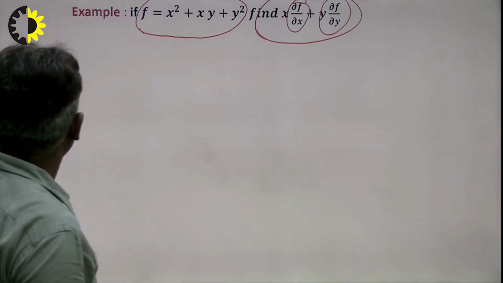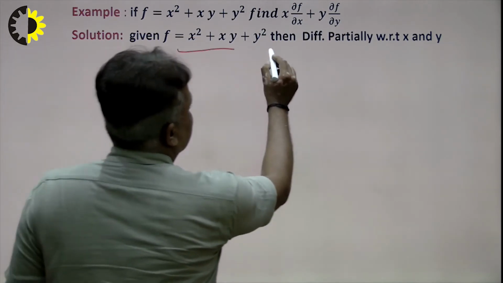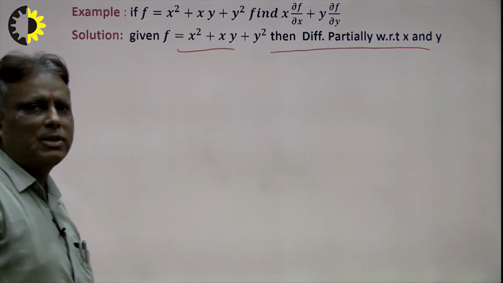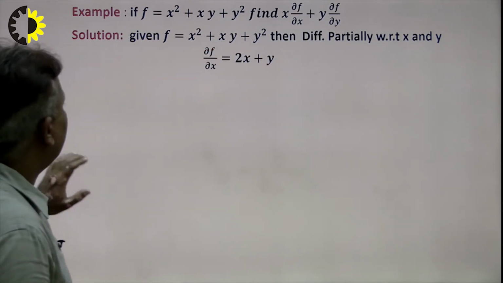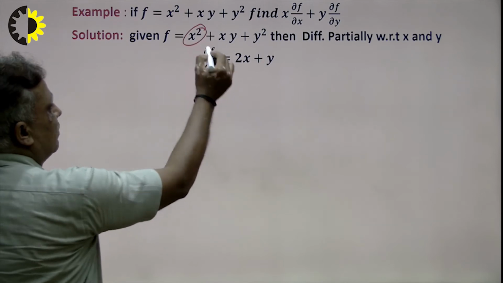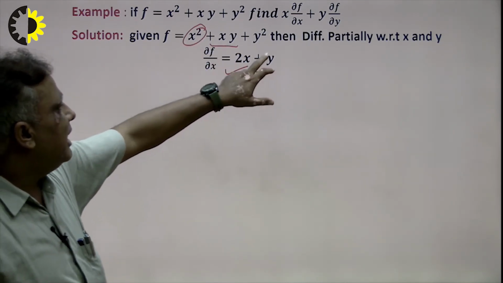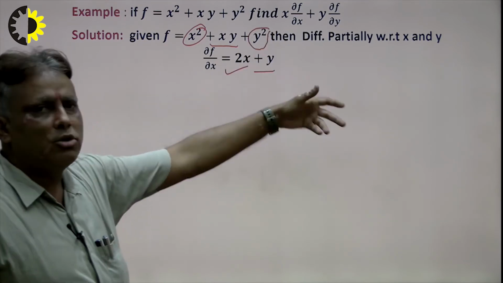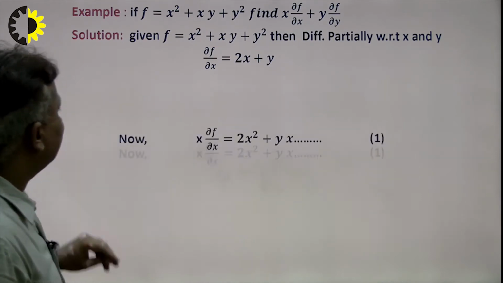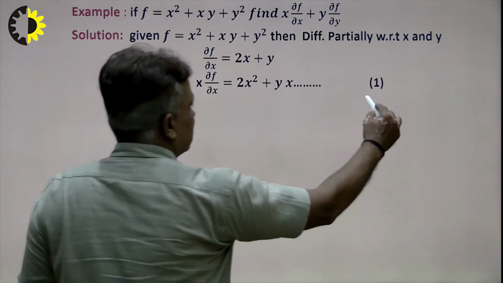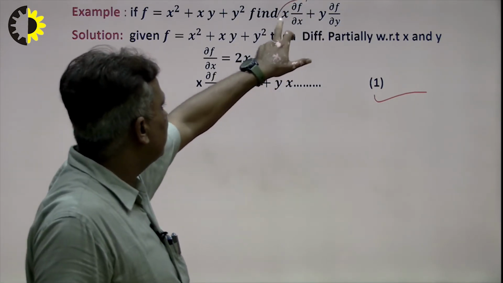First of all, I see the given condition. This is the given condition. I write here, differentiate partially with respect to x and y. So what will be the result? ∂f/∂x will be: the differentiation of x² is 2x, I write here, then the differentiation of xy with respect to x, and the differentiation of y² will be 0 because y is constant, and multiply by x on both sides. This is the first equation, because x is multiplied, as this is our aim. So first I calculate this portion.